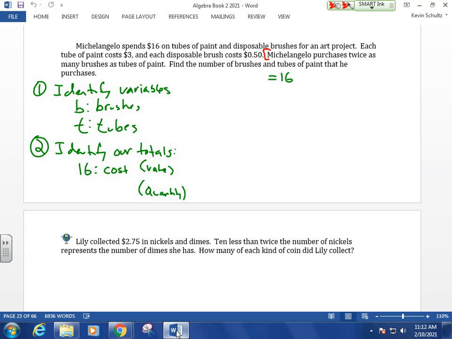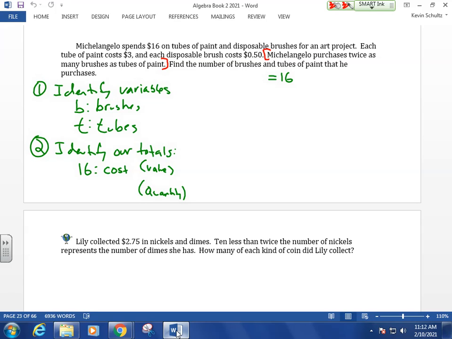Michelangelo purchases twice as many brushes as tubes of paint. As it turns out, that's our second equation, just written in the verbal form. There's no direct total here. And so this is an example of a system where it's an indirect total, where your second equation is given to you just verbally. So we need to figure out, how are we going to represent Michelangelo purchases twice as many brushes as tubes of paint?